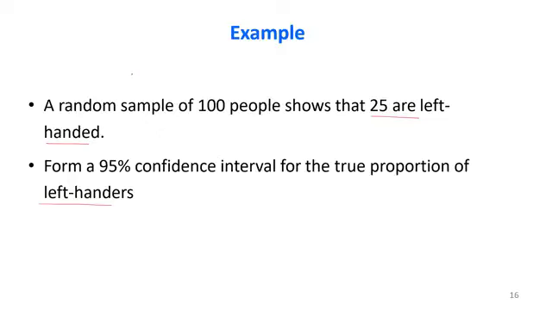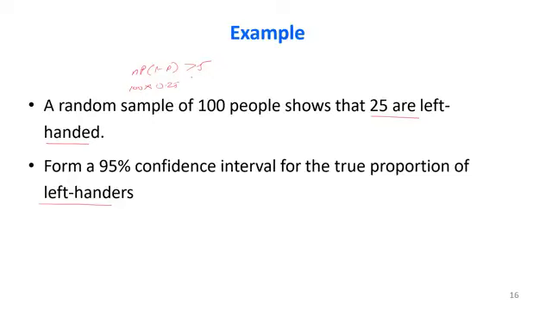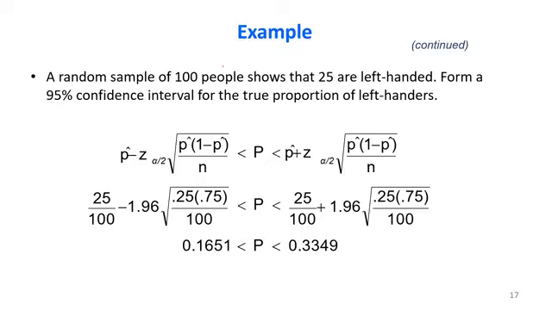So firstly, I will check whether that condition is fulfilled or not, which is NP(1 minus P) greater than 5. So here N is 100. What is P, guys? Proportion of left-handed. It is 0.25, right? 25 people out of 100, into 0.75. So first I'll check this. If it is greater than 5, then I can proceed and go ahead with this particular formula, and then I can calculate the confidence interval.